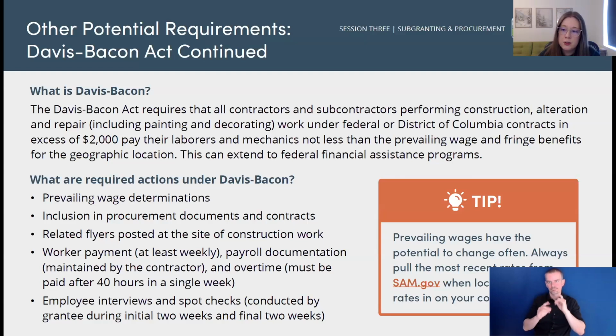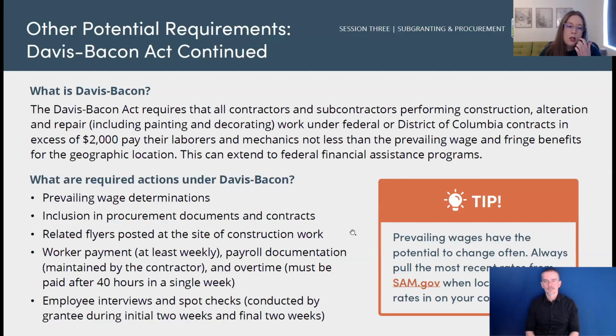Those individuals can deny an interview, but you have to conduct a certain number of interviews and spot checks during these times. What you'll be looking for is, are they actually being paid the correct rate? Is the payroll documentation aligning with what they're actually being paid? And are the working conditions meeting the requirements as far as safety and things of that nature?